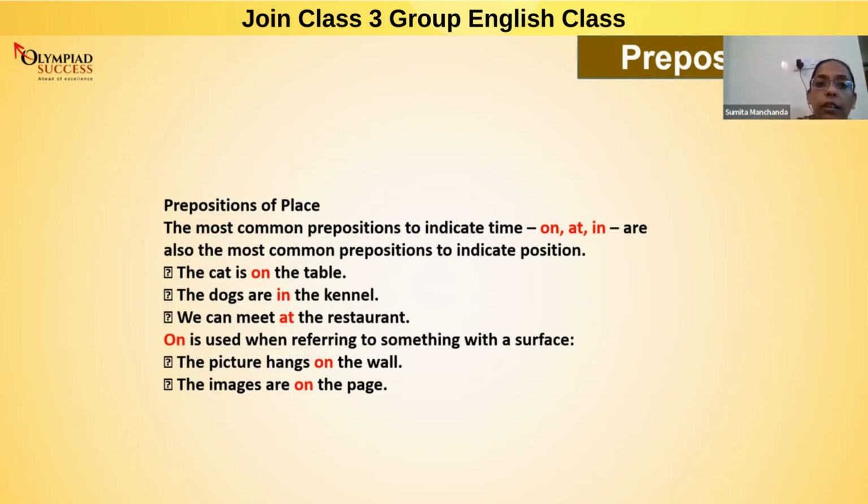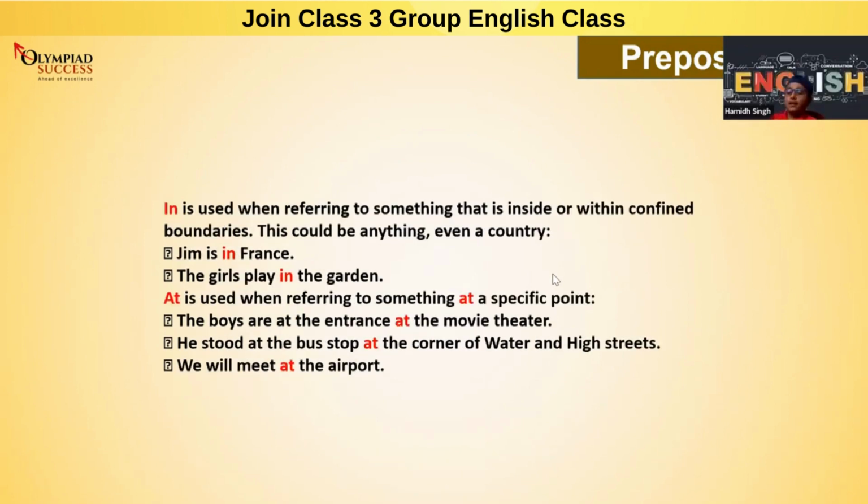Clear? Ma'am, in the sentence, the aeroplane is flying in the air, ma'am. Aeroplanes are flying in the air, so they are not touching the surface. Yeah, beta, they are not touching the surface. So we can't use on for them.